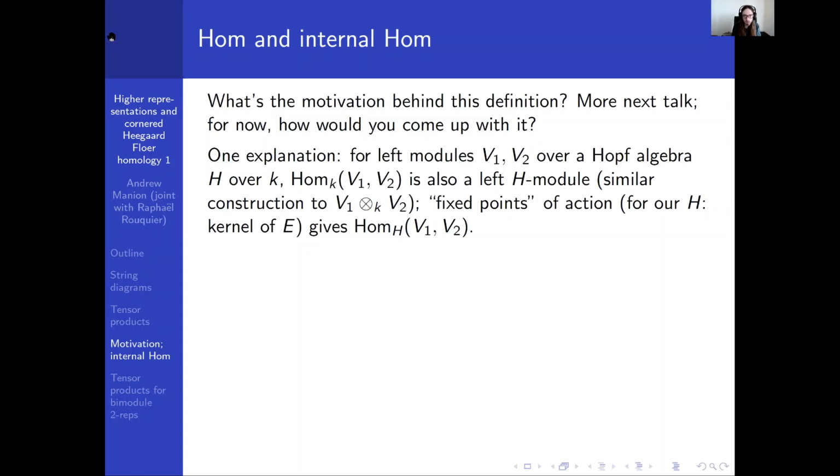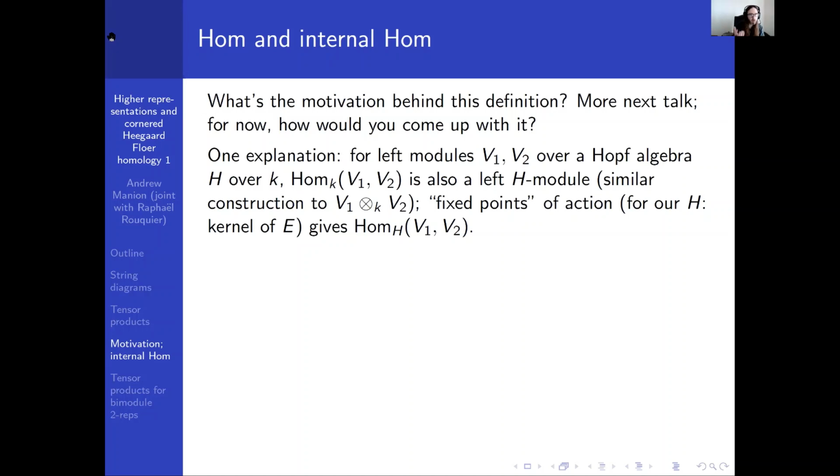But similarly, instead of looking at tensor products, I could look at morphism spaces, or Hom. There are two types. If I have these left modules, V1 and V2, there are really two types of morphism spaces that are important to look at. I could look at maps from V1 to V2 that commute with the action of H on both sides. That's this Hom sub H of V1, V2.